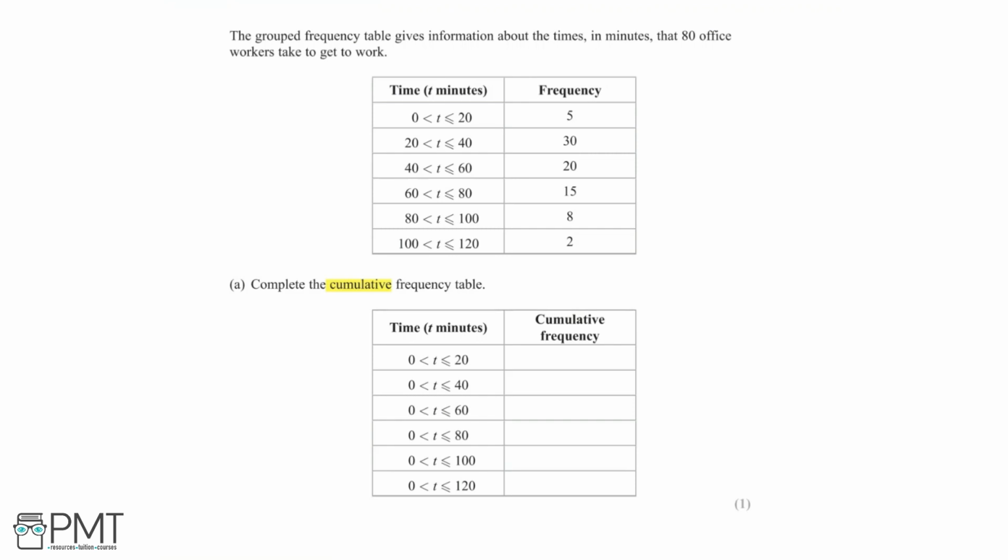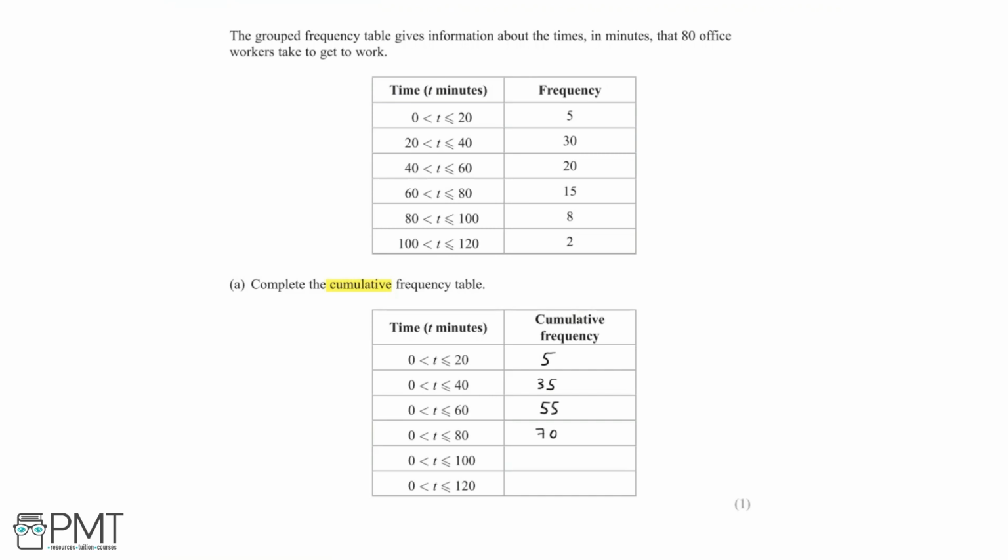And so between 0 and 20, we start with the same frequency of 5. But now between 0 and 40, we'd have to add the frequencies between 0 and 20 and 20 and 40. And so we'd do 5 plus 30, which gives us 35. And so between 0 and 60 minutes, we'll do 35 plus 20, which is equal to 55. And now between 0 and 80, we'll do 55 plus 15, which will give us 70.